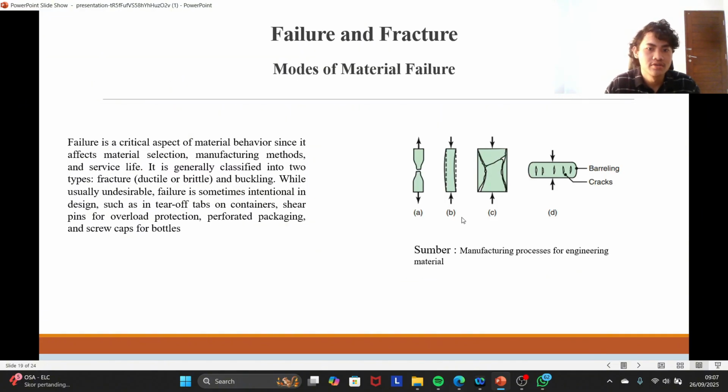Failure and fracture. Failure is a critical aspect of material behavior since it affects material selection, manufacturing methods, and service life. It is generally classified into two types: fracture, ductile or brittle, and buckling. While usually undesirable, failure is sometimes intentional in design, such as in types of containers, shear pins for overload protection, perforated packaging, and screw caps for bottles.